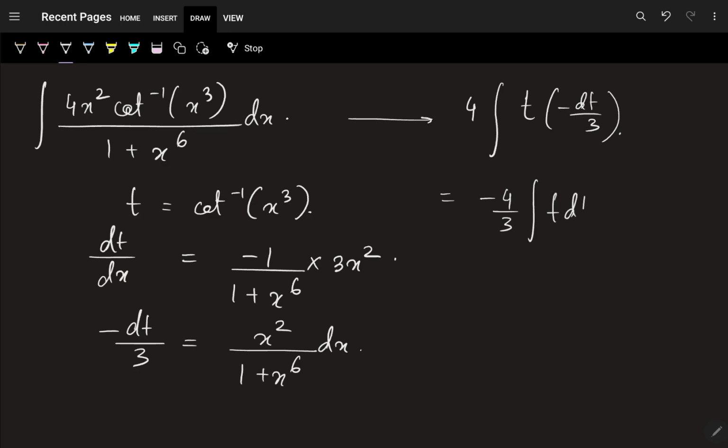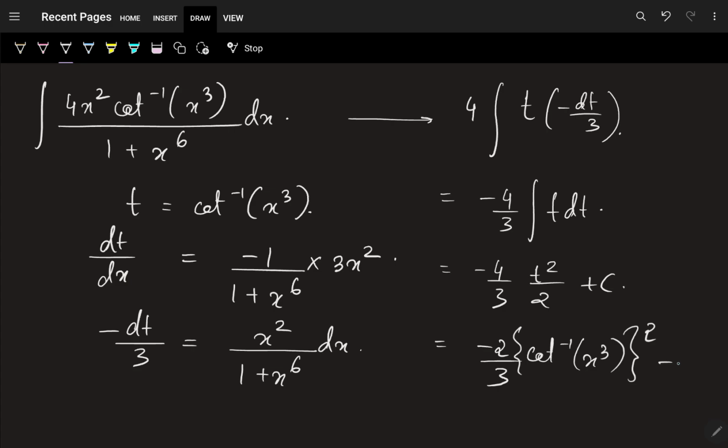Integration t dt. So this is going to be minus 4 by 3 t square by 2 plus c. This is going to be minus 2 by 3. What is t? t is cot inverse x cube, which is my answer. All right.